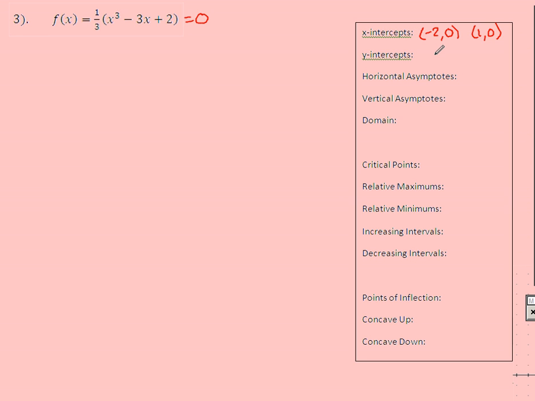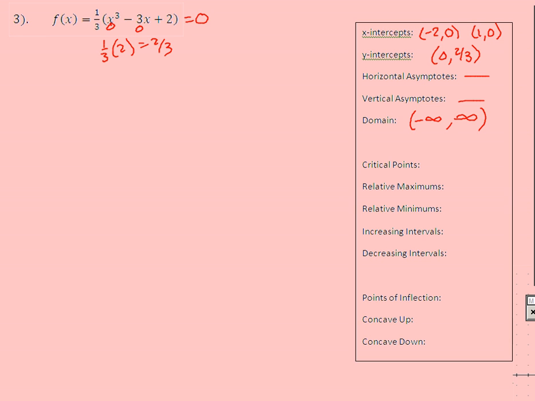For y-intercepts, that means plug in 0 for x. So I'll get 1/3 times 2, which means 2/3. So 0, 2/3. Horizontal and vertical asymptotes only happen with rational functions. So you don't have to worry about this because it's just a polynomial. And that means our domain, there's nothing I can't plug in. Domain is all real.